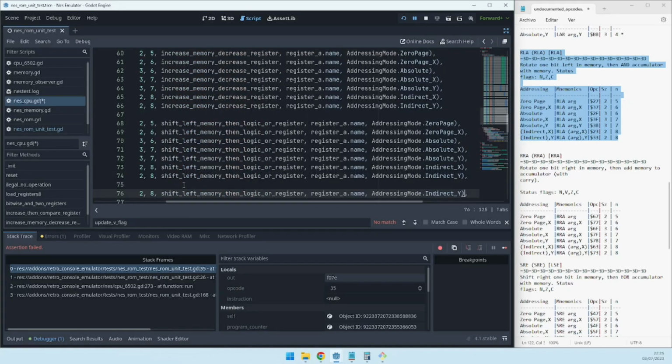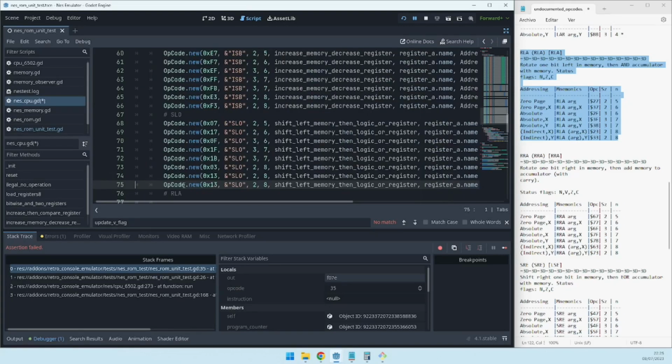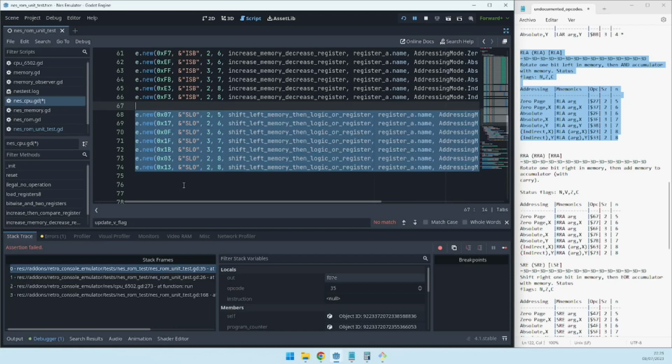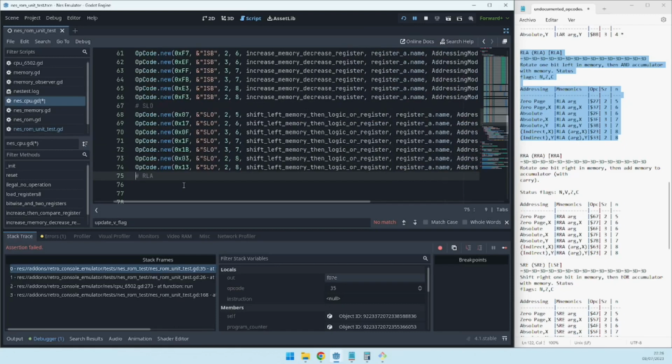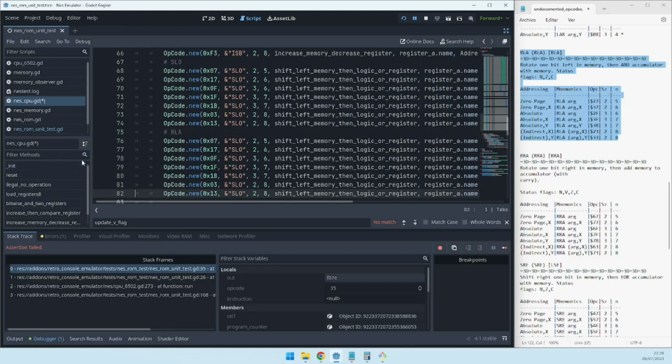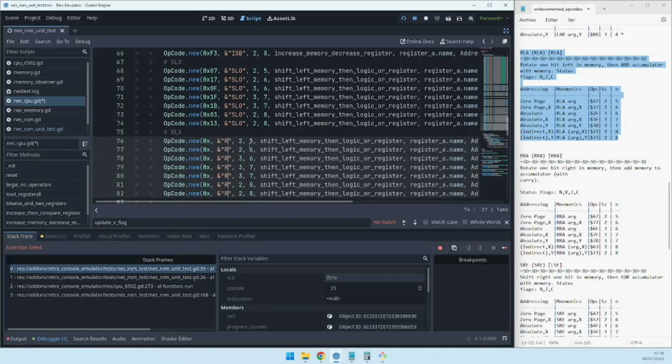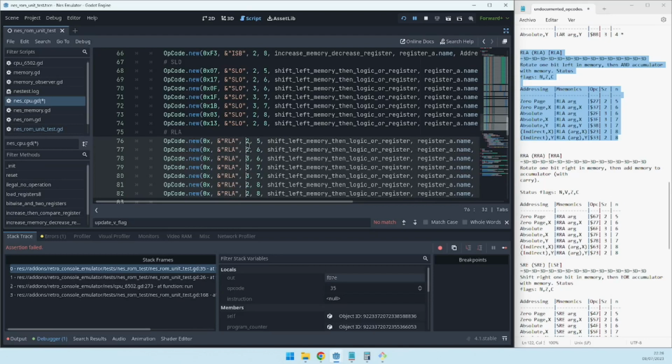Duplicate one line for reference. I wonder, what if I do this? And then change all of them at the same time. Will that help? RLA. It takes the same number of bytes, 2, 2, 3, 3, 3, 2, 2, and cycles are 5, 6, 6, 7, 7, 8, 8, exactly the same amount.